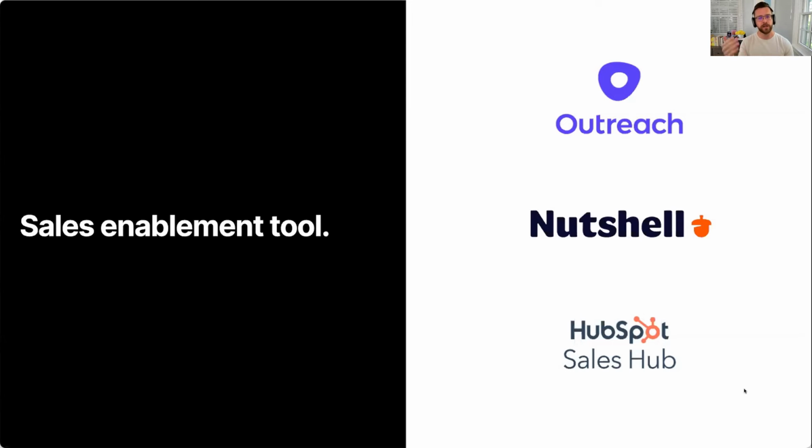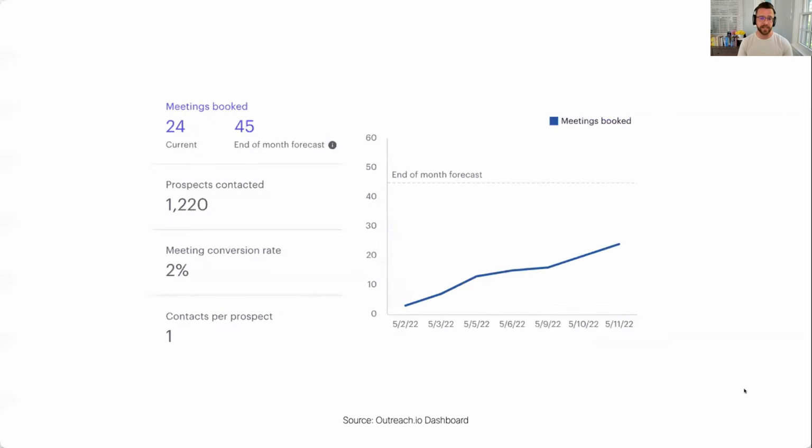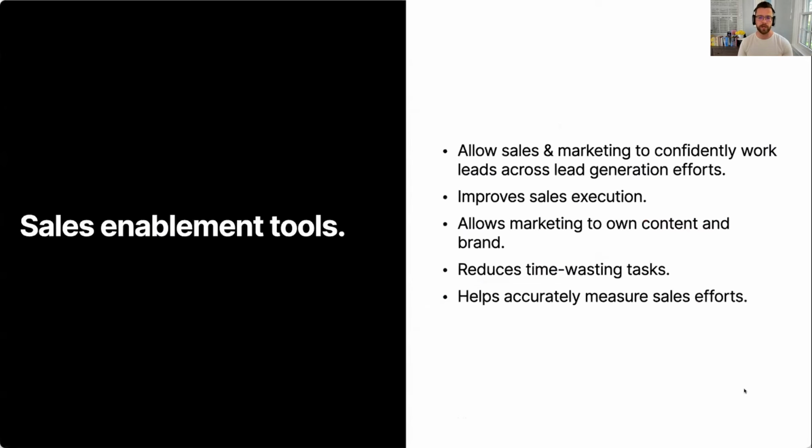But the three that I'll touch on here, Outreach, Nutshell, and HubSpot Sales Hub, allow your teams to do specific things and essentially scale your demand generation and lead generation efforts within your sales teams. And you get to see data like this: how many meetings are being booked by your sales team or account teams, and how many prospects were contacted individually. These tools can also help you do a couple of key things as an organization.